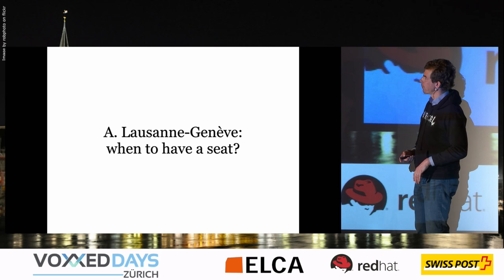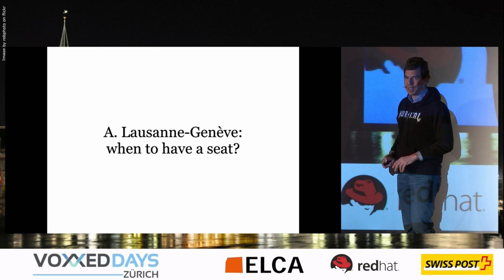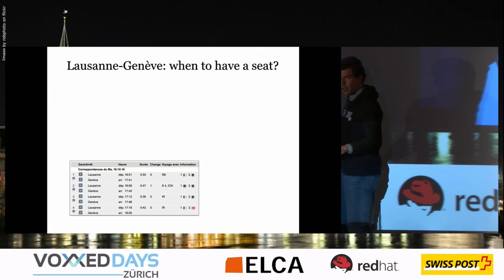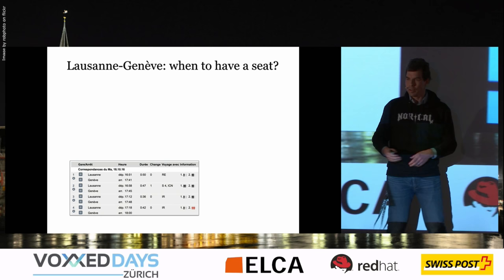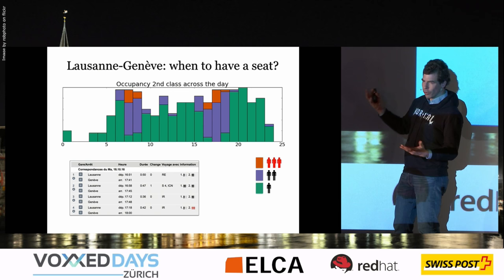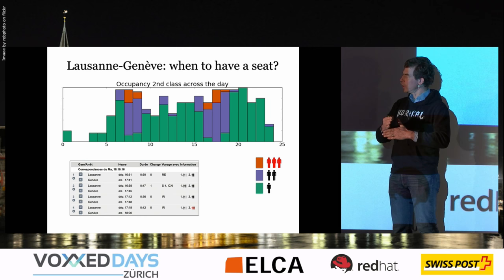Okay. Lausanne, Geneva, when to have a seat. It's pretty packed in the morning. A lot of people are commuting. So this is the prognosis information, the capacity prognosis information, which translates to your mobile application by these little icons. Three red persons means the train is pretty packed in second class. So we pulled out the data. I want all weekdays for trains going from Lausanne to Geneva, and by hour, I want to see how many trains circulate.